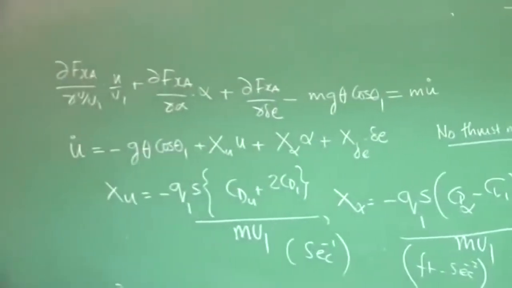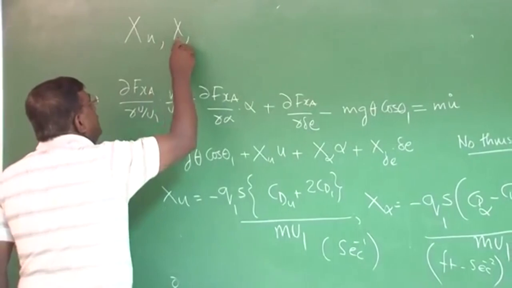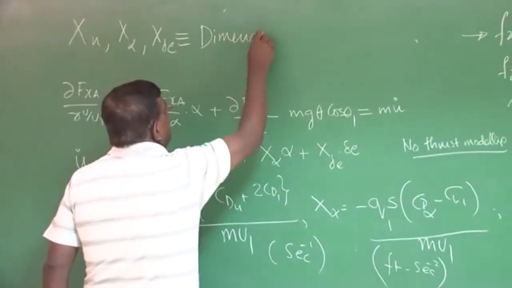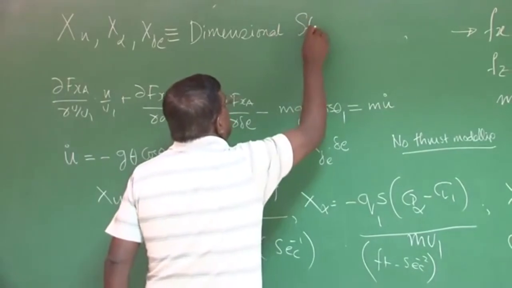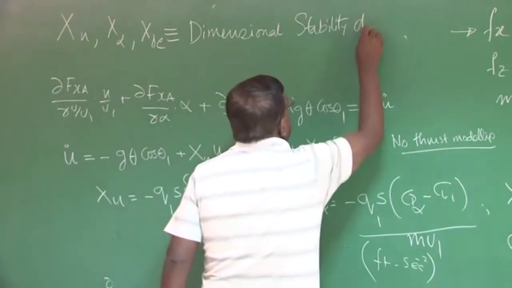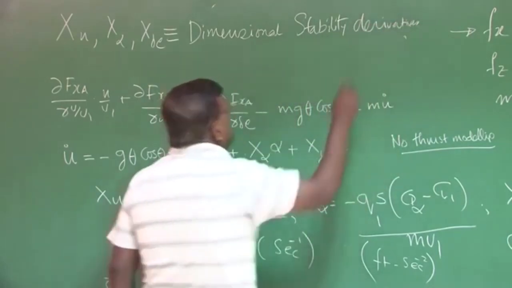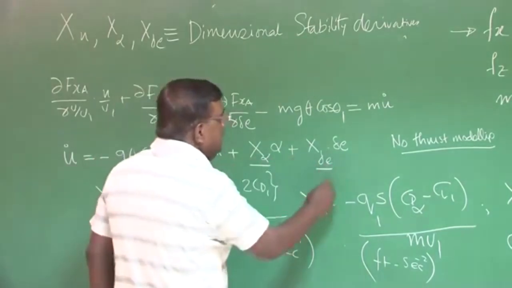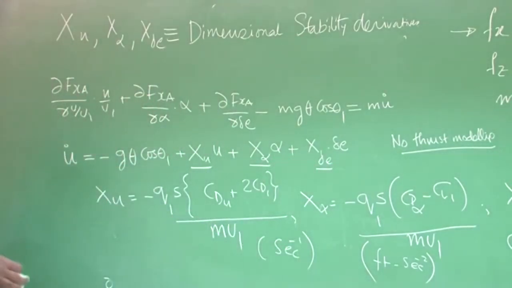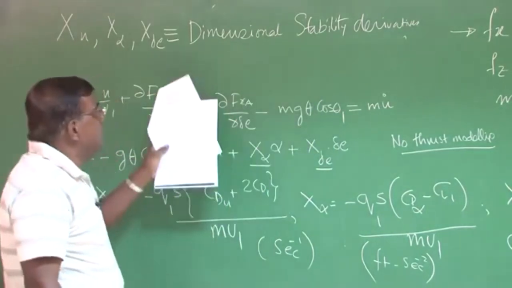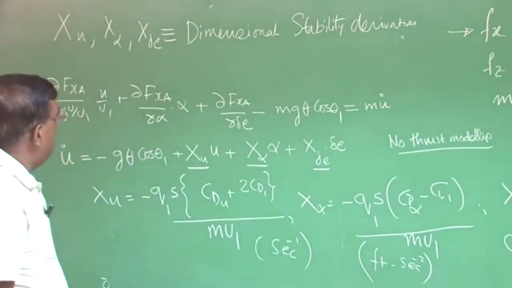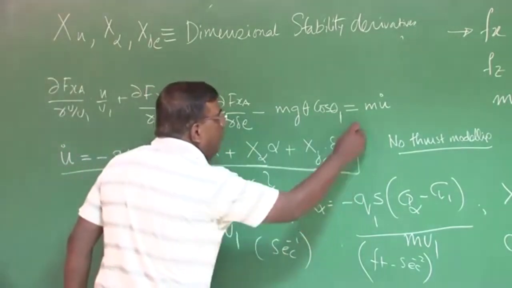So this X_u, X_alpha, X_delta_e, they are termed as dimensional stability derivatives. You will soon realize these dimensional derivatives, X_u, X_alpha, X_delta_e, similarly like M_u, M_alpha, M_delta_e, Z_u, Z_alpha, Z_delta_e, all will play an important role in deciding the dynamic stability of the airplane. So these are termed as dimensional stability derivatives. Okay. So this is an example of how to simplify the equation in a convenient form for our further analysis.